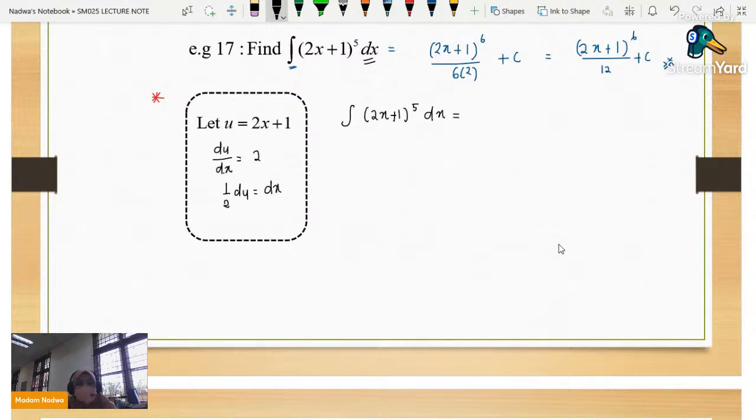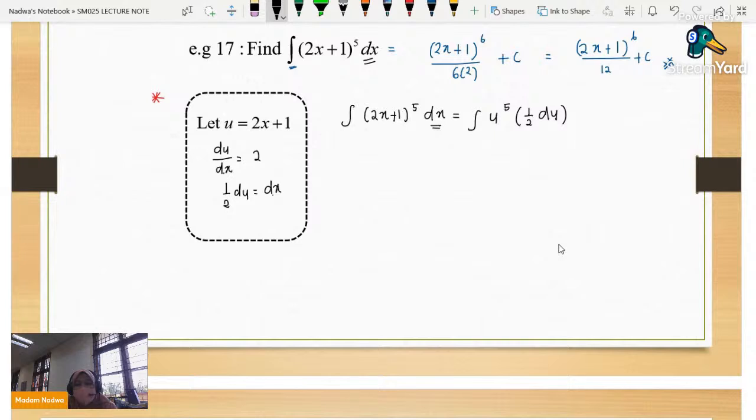Okay. 2x plus 1 tadi kita let dia sebagai u. So kita dah tak tulis 2x plus 1. Kita tulis dia u. U apa? U to the power of 5. dx ni tadi kita dah tak tulis dia sebagai dx. Kita tulis dia sebagai 1 over 2 du. So this is what we actually have instead of 2x plus 1 to the power of 5 dx. Dia akan jadi u to the power of 5 1 over 2 du.